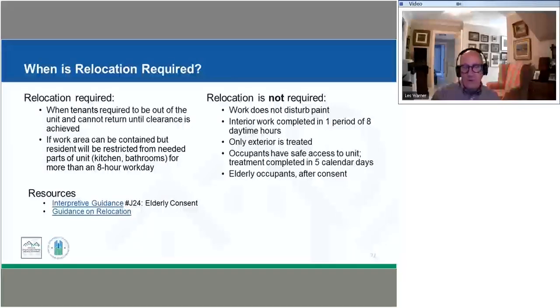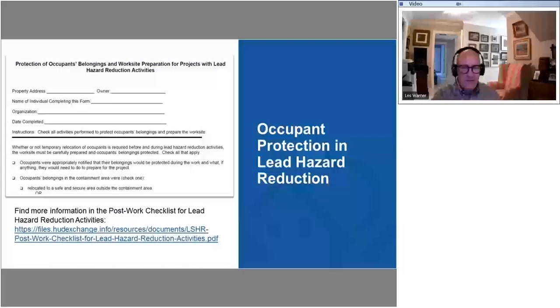There is specifically interpretive guidance on that. We've provided you the link on that, and then also some additional linkage about relocation, some further detail about that. So these are go-to resources if you have a project that is going to include needing to do that. As part of our documentation on this, we have a form to be able to document what needed to be done.